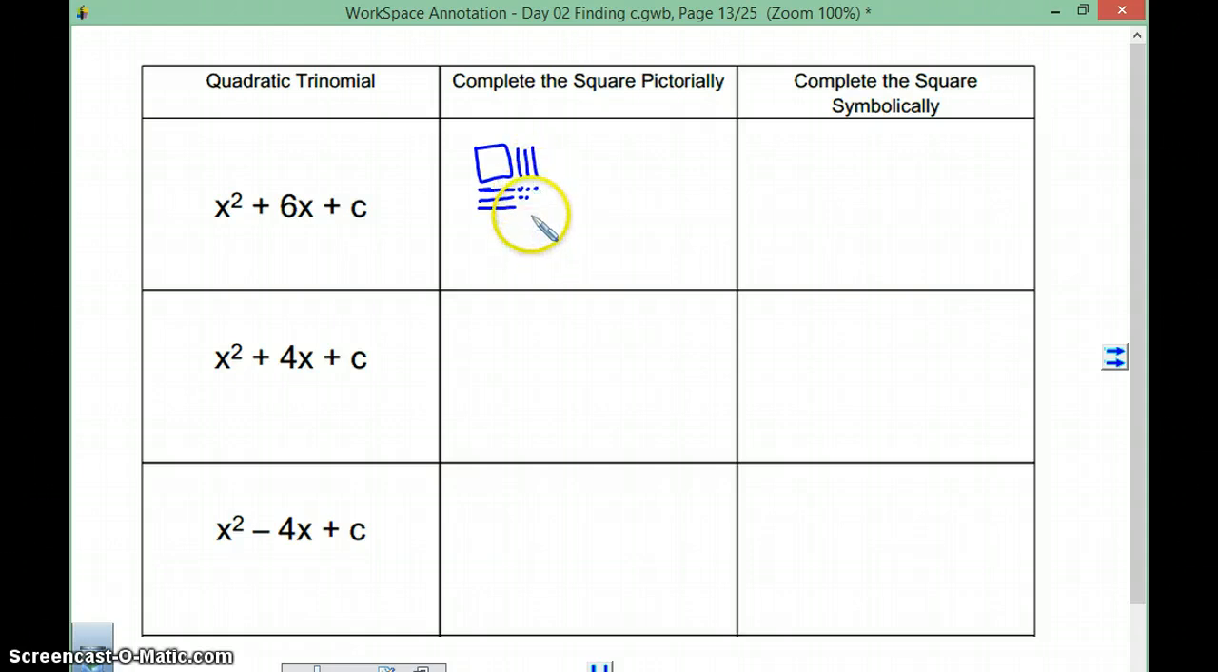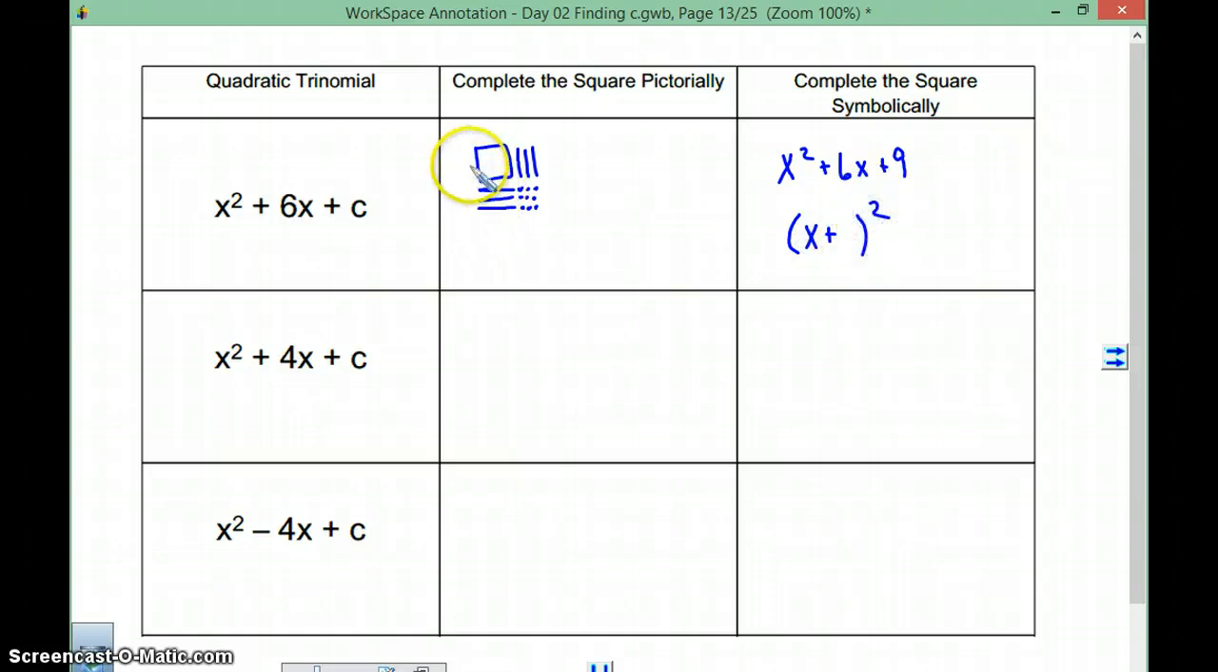Imagine that each of these lines is coming out, and where they intersect, there's going to be a dot. Can you see that I need 9? Okay. So here's what we do with symbols. We say x squared plus 6x. And now instead of c, I'm going to write plus 9. And that's the same thing as x plus what?